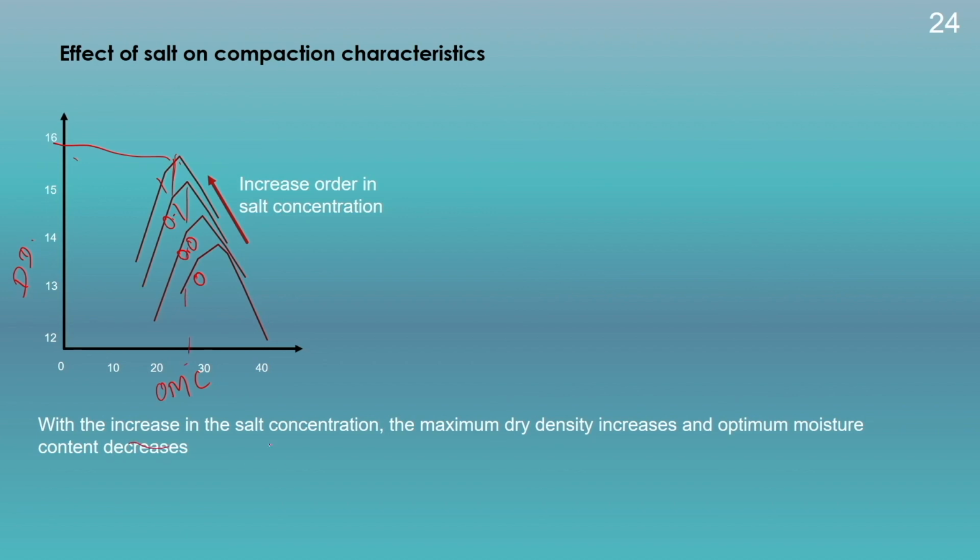Therefore, with increase in the salt concentration, the maximum dry density will increase and the optimum moisture content will decrease. This can be attributed to a decrease in the diffuse double layer thickness, which allows the particles to come to a closer spacing. As the particles come to a closer spacing, the density of the soil will increase.